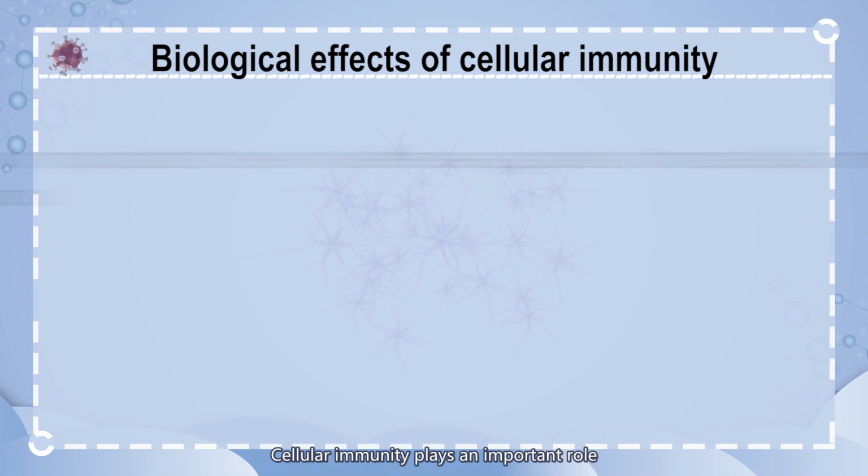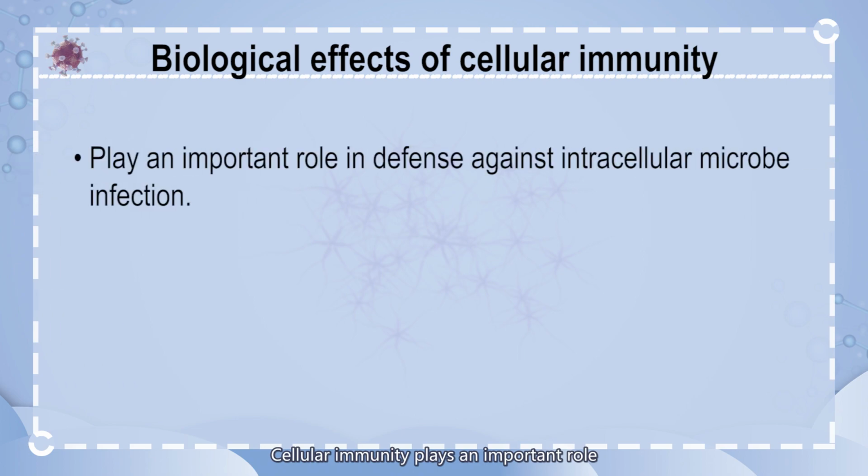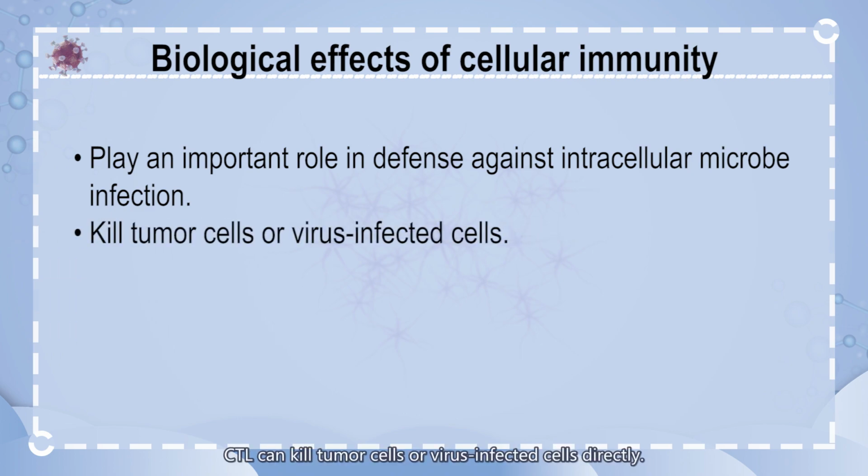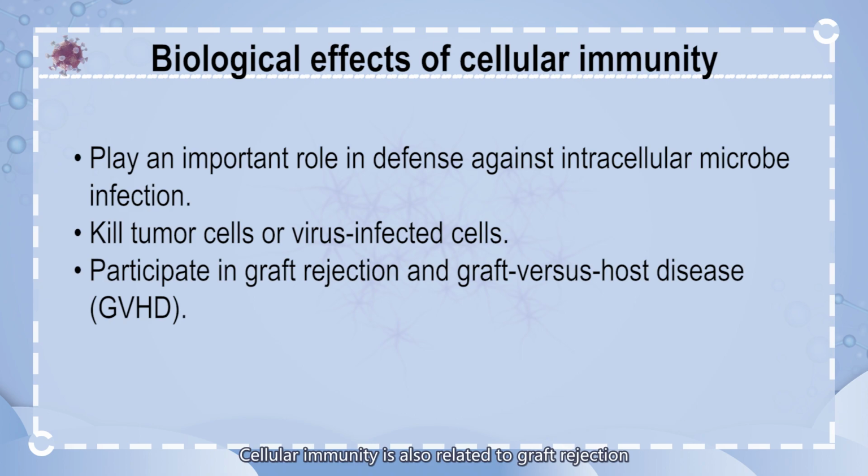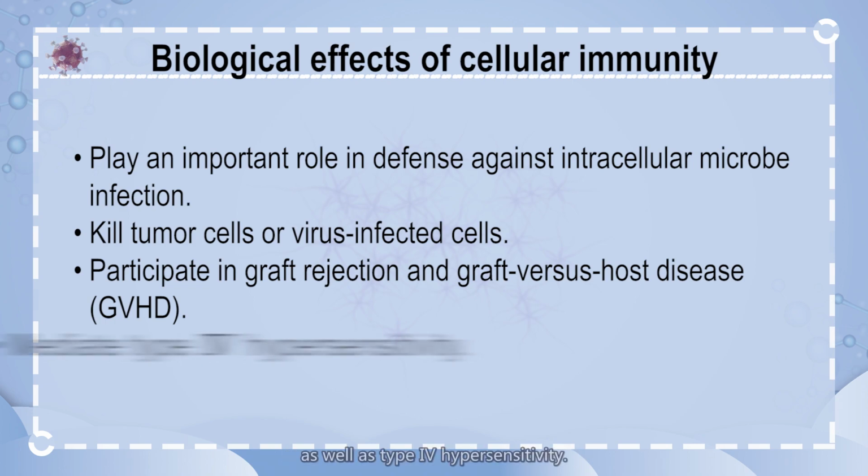Cellular immunity plays an important role in defense against intracellular microbe infection. CTL can kill tumor cells or virus-infected cells directly. Cellular immunity is also related to graft rejection and graft versus host disease, GVHD, as well as type 4 hypersensitivity.